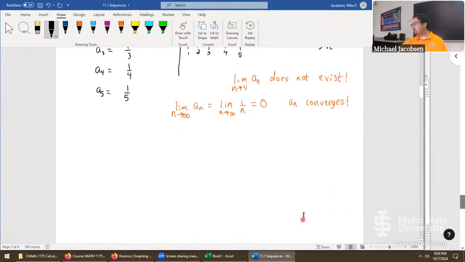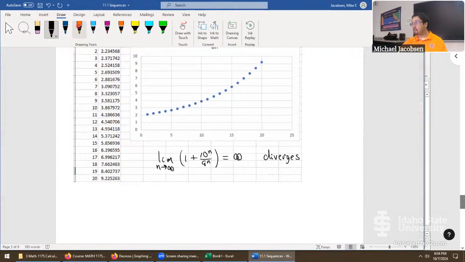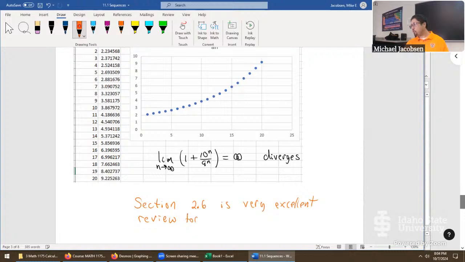In fact, a good thing to leave the class with is section 2.6, which is excellent review for chapter 11. The reason for that is section 2.6 is limits at infinity. That's exclusively what we're dealing with here and going to infinity every single time.